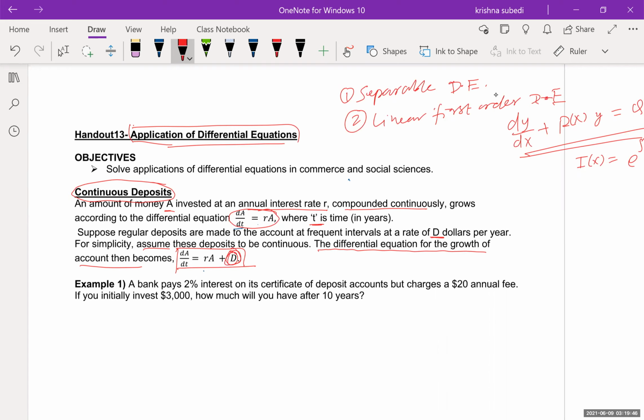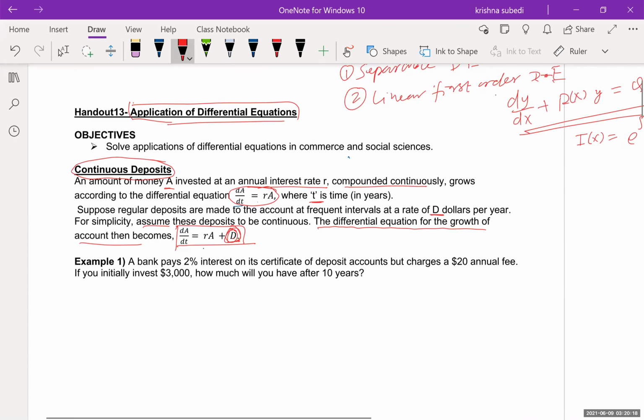Note that this D is the deposit on a regular interval. It can be positive, it can be negative. If you are depositing into your account, if you are putting money into your account, then this means positive. If you are withdrawing, if you are taking out money from the account, then that D will be negative. Okay, you need to pay attention whether it's a withdrawal from the account or you are depositing in the account. If depositing, it's positive. If withdrawing, it's negative.